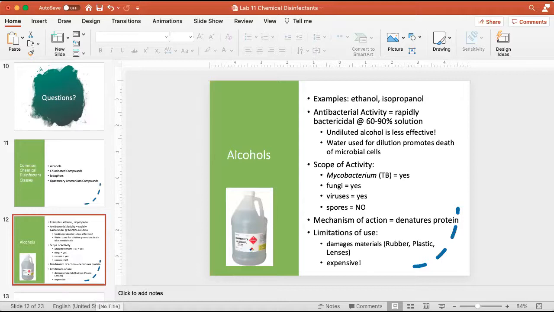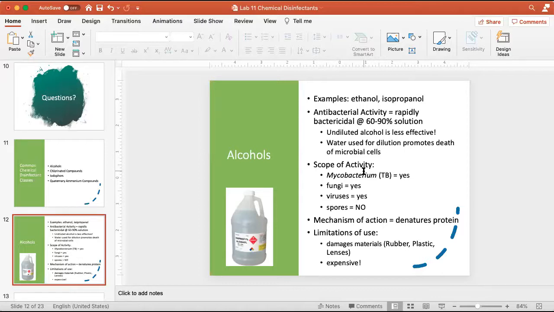Alcohols include things like isopropanol. That's the one that is very commonly used in labs. We use that one at Keene State. Ethanol, any kind of alcohol can function as a disinfectant as long as it's at the right percentage dilution. So it needs to be between 60 to 90%. And again, most people who use alcohol to disinfect will use it at 70%.